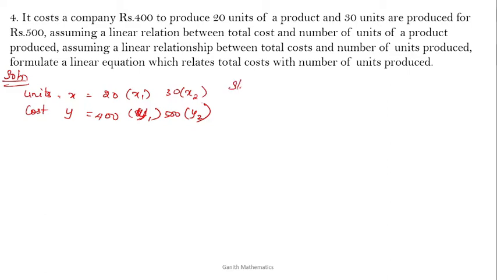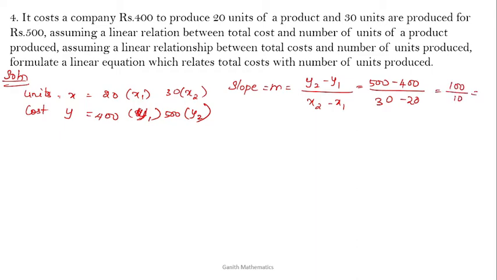So slope, or m, is equal to y2 minus y1 divided by x2 minus x1. So our y2 is 500, y1 is 400, x2 is 30 and x1 is 20. So 100 divided by 10, right? So it is 10. Yes. So m is equal to 10. Okay, m is equal to 10.